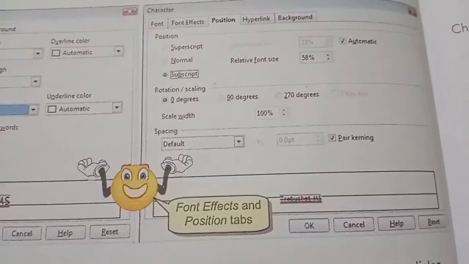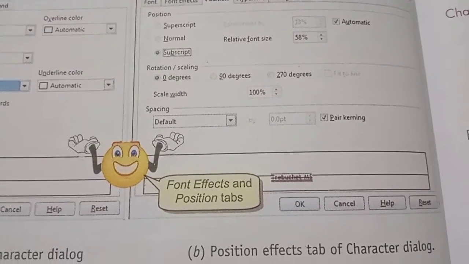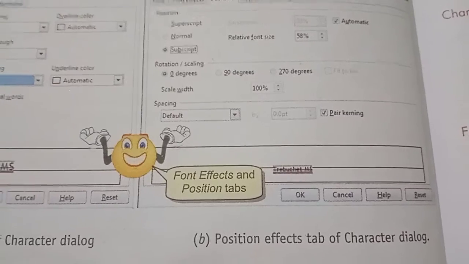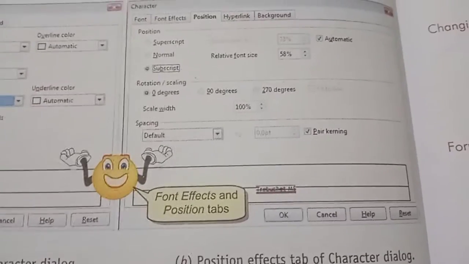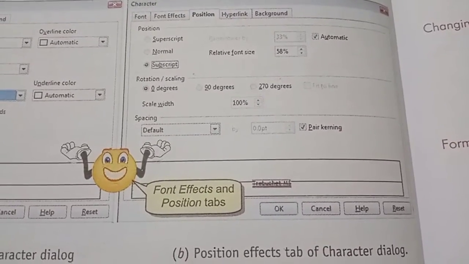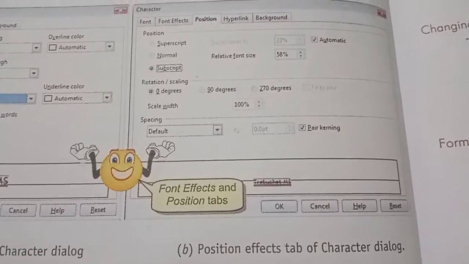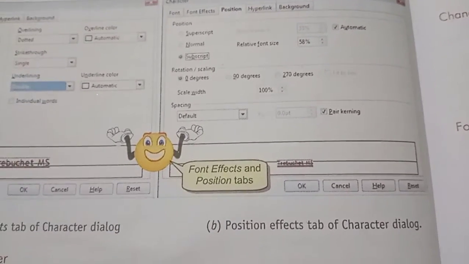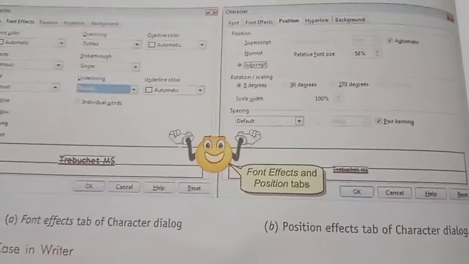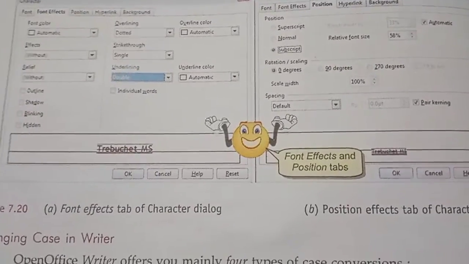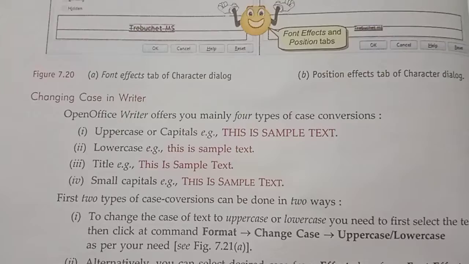Then look at Position. We already studied subscript and superscript, so we can also make these by clicking the position of the letter. That is called subscript and superscript. This is the way it is selected practically. Next one, changing the case in Writer.